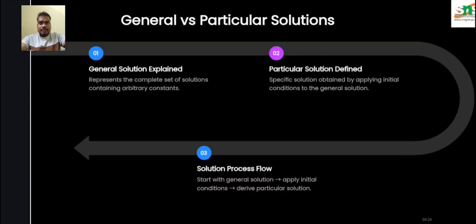The next thing is general and particular solution. When you solve a differential equation, you usually end up with an answer that contains a constant. This constant represents a whole family of possible solutions rather than just one. In simple terms, the general solution is not a single curve or result. It represents infinitely many solutions that all satisfy the given differential equation. That's why it's called general, because it covers all possibilities.